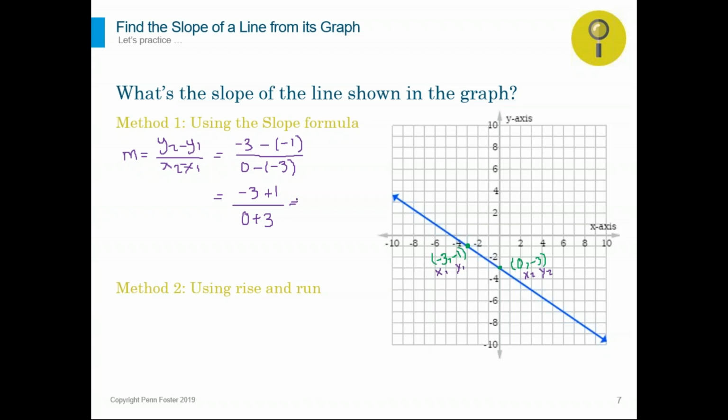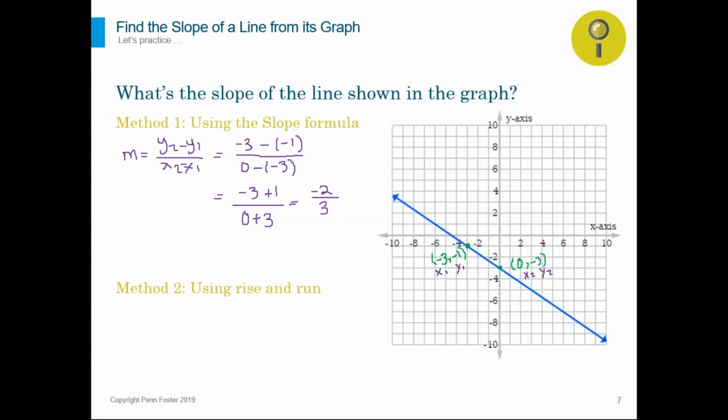-3 plus 1 is -2 on the top. 0 plus any number is the same, so it is 3. The slope is -2/3. And if you look at the graph, it makes sense because the line goes downward. If you calculated the slope of a graphed line and you have a positive slope, but the line is going downward, you need to go back and recalculate your work because that is an indication you did something wrong. But at this point, everything makes sense.